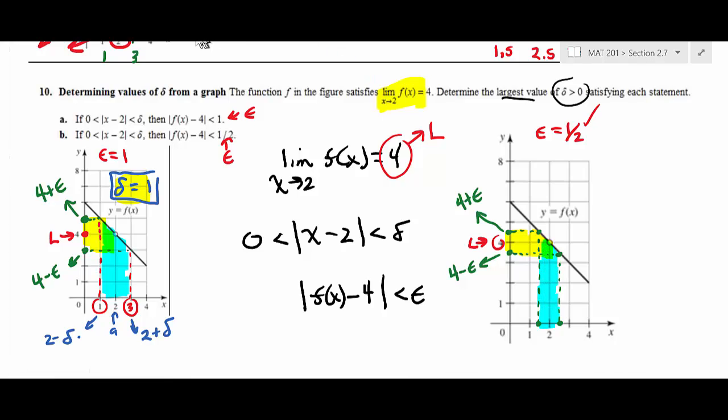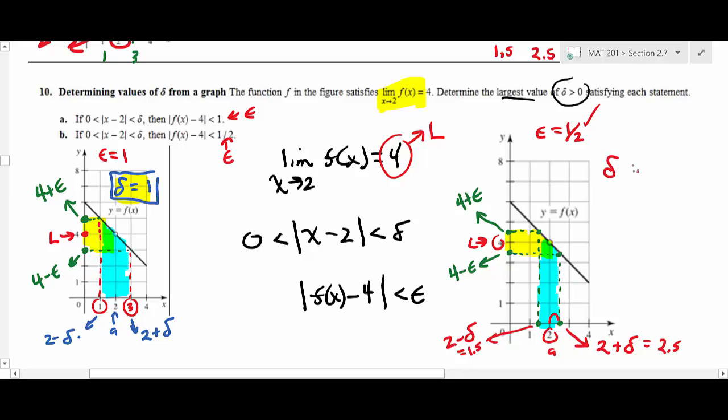Okay, so what we end up having is, basically this is A, this point right here is 2 plus delta, okay, and that's really going to be equal to 2.5. And then this value right here is going to be 2 minus delta, which is going to be 1.5. So that means the distance from 2 to 2.5 is 0.5. So then we would conclude that the largest value of delta would be 0.5. And then that would be the solution to that problem then.